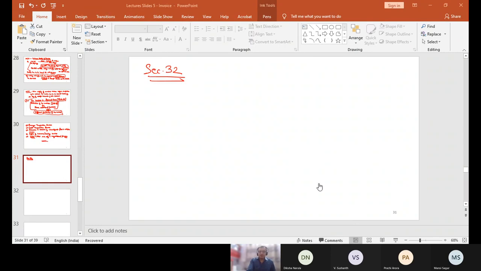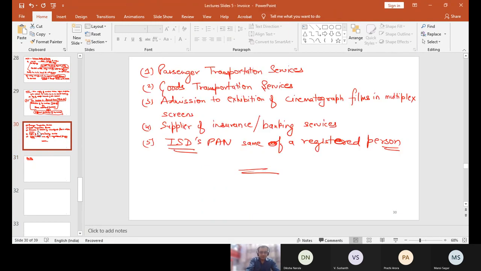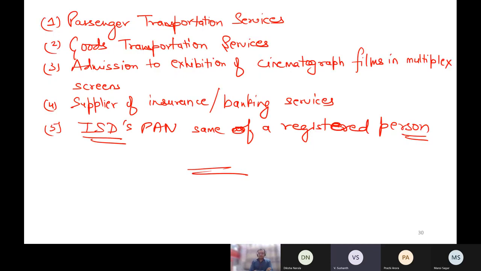Okay, so let me go to the previous slide and then I will discuss section 32, 33 and 34. Today we have to wind up this. Is it visible? Yes, sir. Yes, sir.